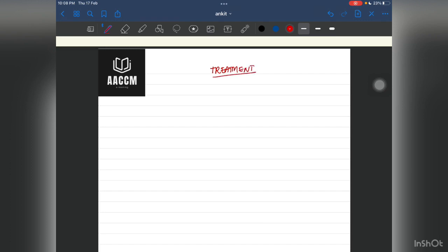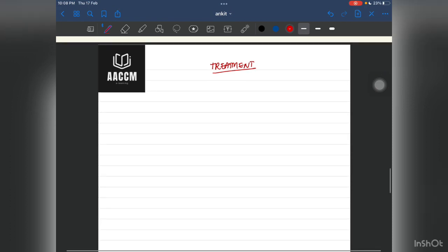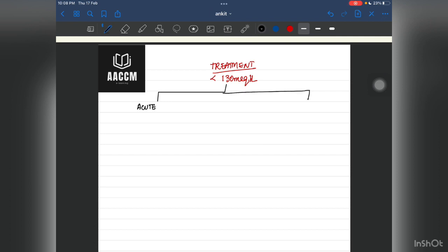Okay, so this is the treatment of hyponatremia. We all know severe hyponatremia is less than 130 milliequivalent per liter. You have to check for the severity of this particular scenario. Severity in the sense is acute or chronic.